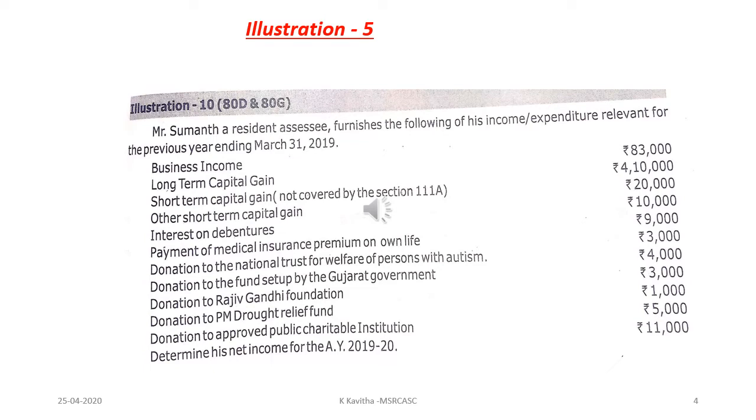Donations to National Trust for Welfare of Persons with Autism will come under Group A 100%. Fund set up by Gujarat government is for 100% Group A. Donation to Rajiv Gandhi Foundation and Prime Minister's Drought Relief Fund is for Group B 50%. And approved public charitable institutions will be eligible for Group C, that is with limit. So whenever you classify these points, be a little careful while calculating adjusted taxable income.